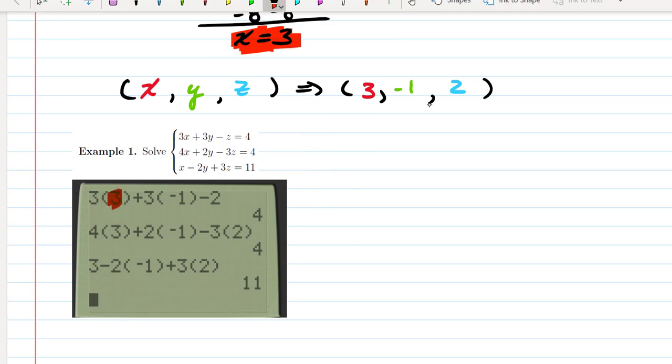So if I plug my x's in, and then I plug my y's in, and then I plug my z's in, I see I get exactly what I'm supposed to get. So we found the ordered triple that when substituted into that linear system makes the equation true. All right.